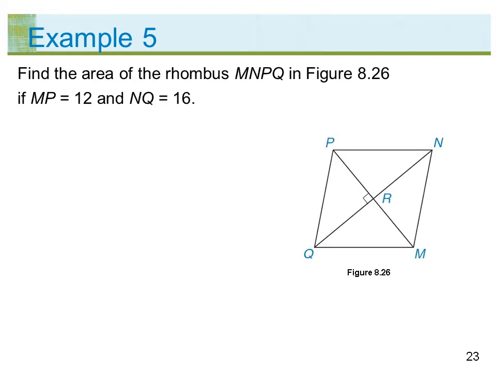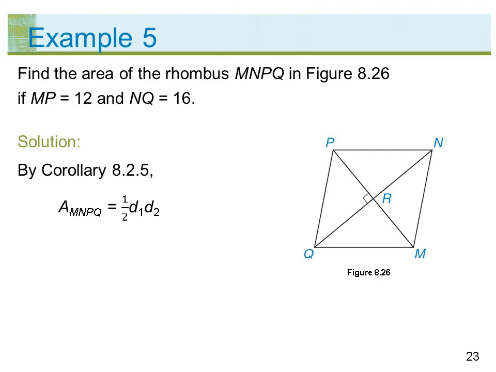Find the area of the rhombus MNPQ in figure 8.26 if length MP equals 12 and length NQ equals 16. Solution. By corollary 8.2.5, area of MNPQ equals 1/2 diagonal 1 times diagonal 2 equals 1/2 times 12 times 16. Area of MNPQ equals 96 units squared.